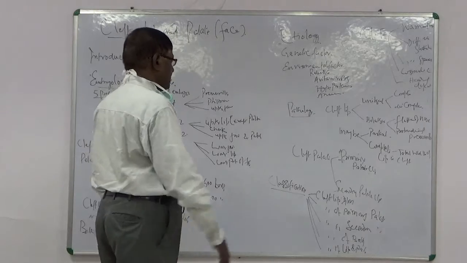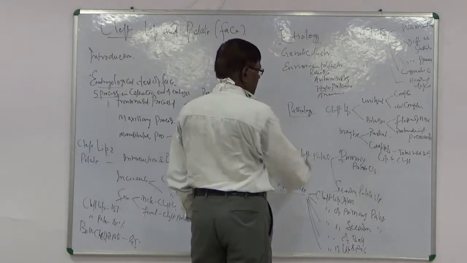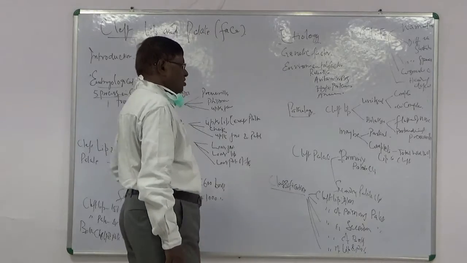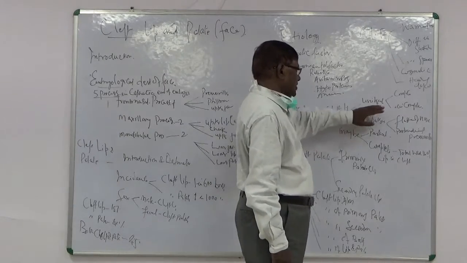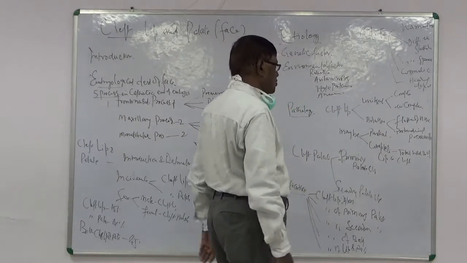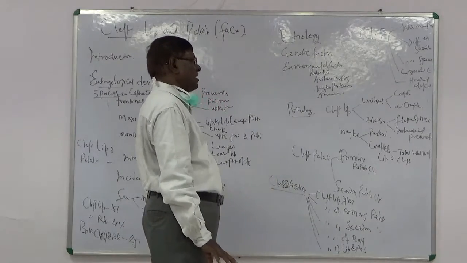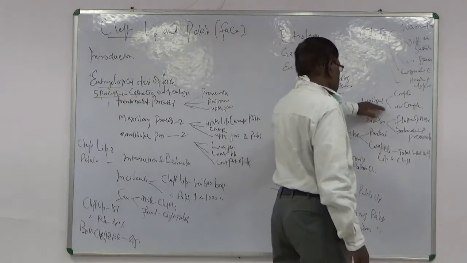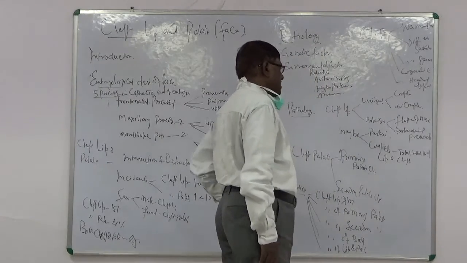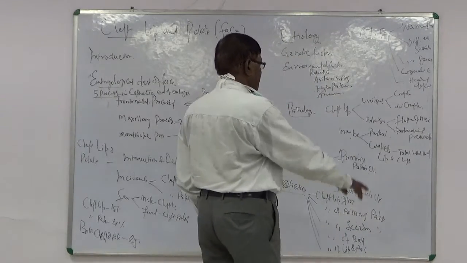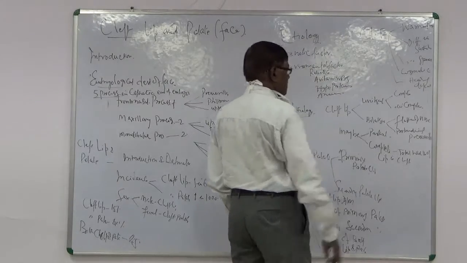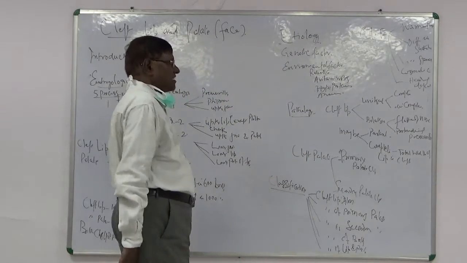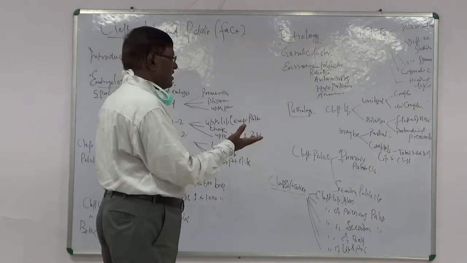Now come to the pathology. In case of the cleft lip, that is the hare lip, it can be either unilateral or bilateral. Most of the cleft lip is unilateral only. The incidence is also more on the left side. So the cleft lip mostly occurs in the upper lip on the left side, but it can occur also on the right side, though the incidence on the left side is more.